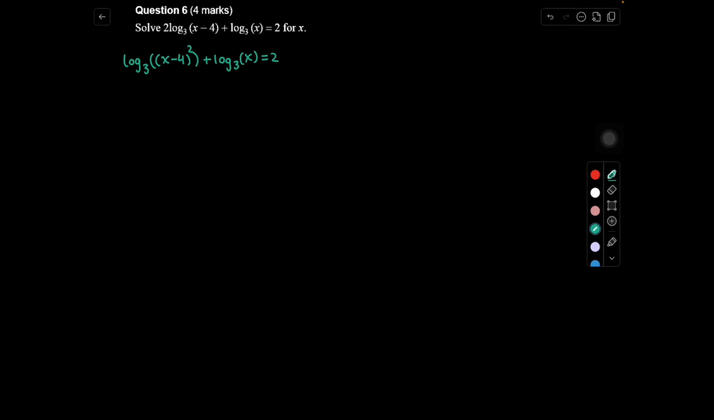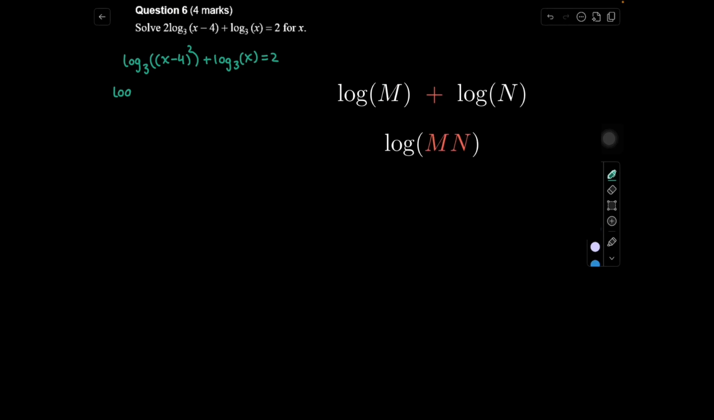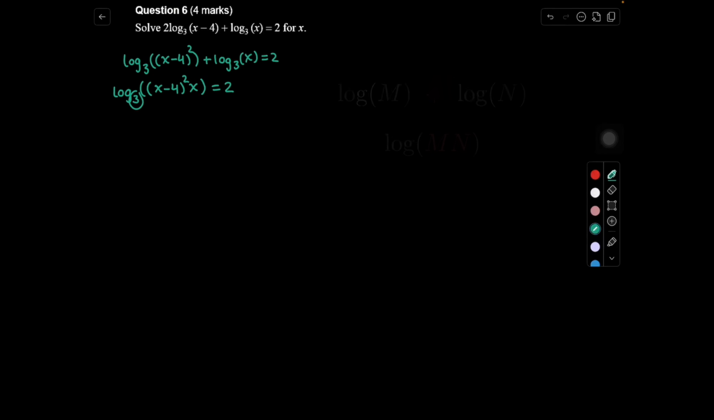Now what we can do is when you add logs, you multiply the insides and combine it into one log. So we get x minus 4 squared times the x from the other log equals 2. Now I hope you remember that you can rewrite logs as a power by writing 3 to the power of this equals this. Okay, so it's the base to the power of the answer equals whatever is inside the log.